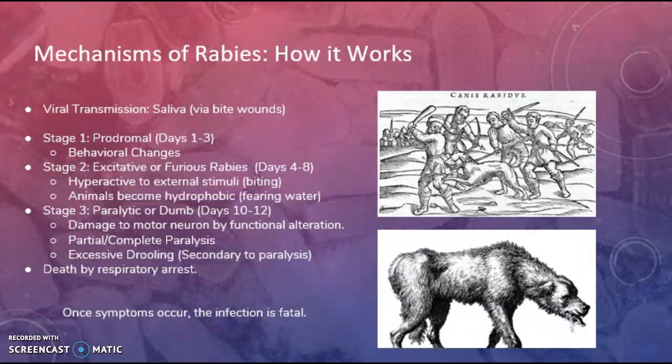The third stage is a paralytic stage and is caused by damage to motor neurons by alteration of brain function. Incoordination is seen due to rear limb paralysis, and drooling and difficulty swallowing is caused by paralysis of facial and throat muscles. Death is usually caused by respiratory arrest.